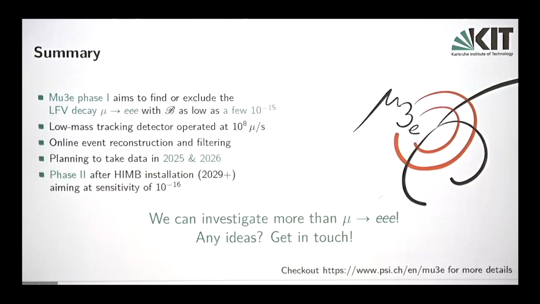And by this, coming to my end, you heard it already, we're aiming to search for μ to e conversion, 10 to the minus 15 in phase 1, 10 to the minus 16 in phase 2. We have a low mass tracking detector and online event reconstruction and filtering. And there are a lot of possibilities beyond μ to e conversion. If anyone has other ideas to investigate, we are happy to hear them. Thank you.